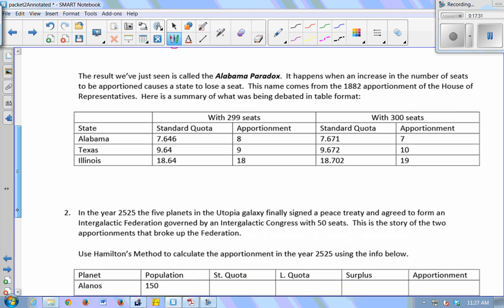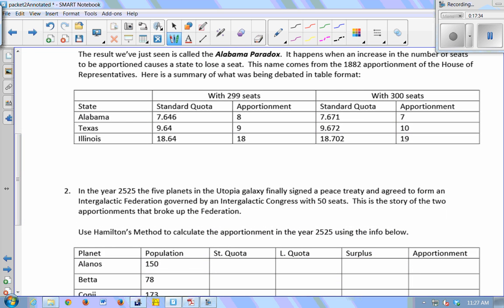Here's a little summary of what was being debated. We were deciding whether we should have 299 seats or 300 seats in the House of Representatives. And with 299 seats, Alabama got 8. And with 300 seats, their apportionment went down to 7. Right? So I don't like that. And so when we increased by a seat, one of those extra seats went to Texas or Illinois, right? But then the other of the two, Texas and Illinois, kind of like stole a seat from Alabama.